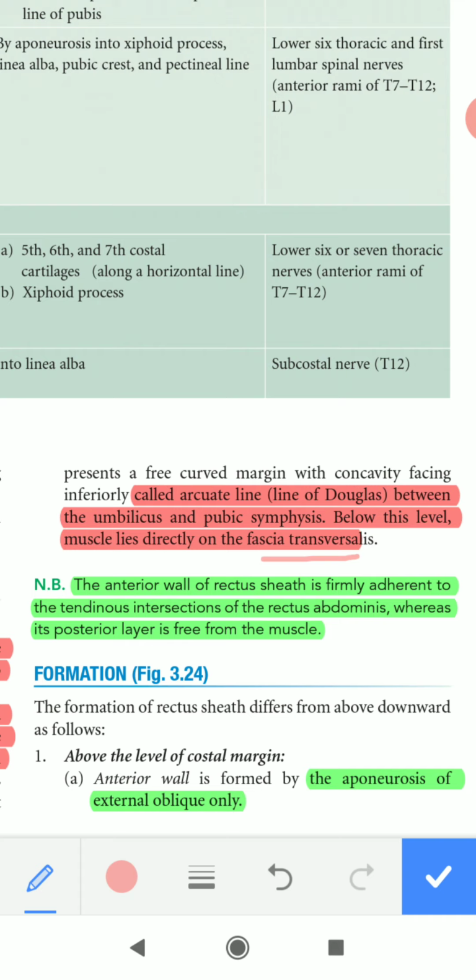And look at that, the anterior wall of the rectus sheath is firmly adherent to the tendinous intersections of the rectus abdominis. So the 3 tendinous intersections of the rectus abdominis are attached with the anterior wall of the rectus sheath, but the posterior wall is free from the muscle. That means the posterior layer is not attached to the muscle. Now the formation.